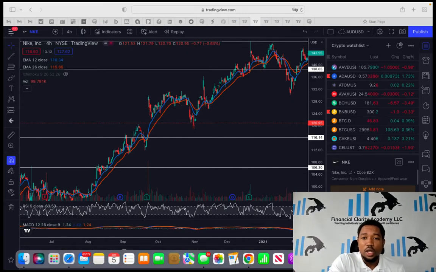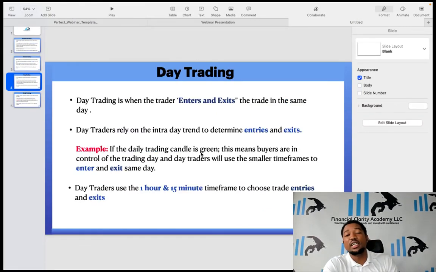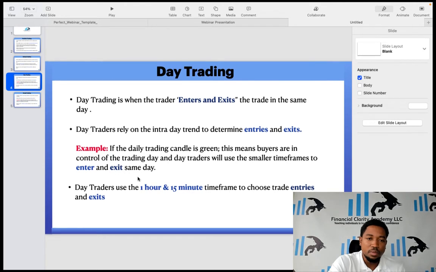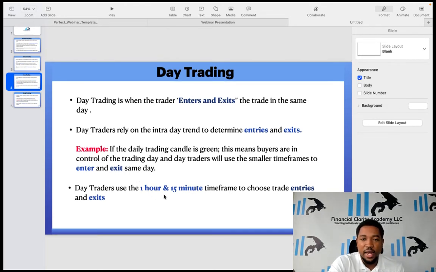So the third and most exciting form of trading, as I'm saying, is day trading. So day trading is when the trader enters and exits the trade in the same day. Day traders rely on the intraday trend to determine entries and exits. Example, if the daily trading candle is green, this means buyers are in control of the trading day. So day traders will use the smaller time frames to enter and exit the trade the same day. Day traders will use the 1 hour and the 50-minute time frame to choose trade entries and exits.